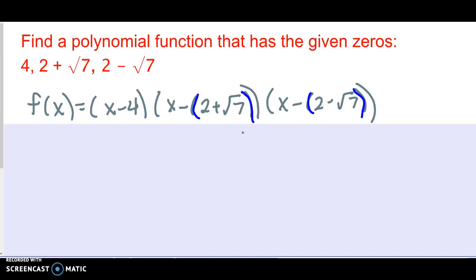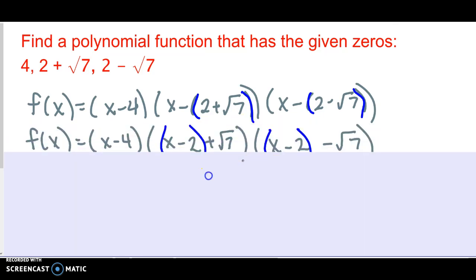Very similar to the last problem, I do want to write these three zeros as factors first. So I did x minus 4, x minus the quantity of 2 plus square root of 7, and x minus the quantity of 2 minus root 7. Now, here's where this gets a little bit hard. I mean, essentially, we're just multiplying this all the way out, but it seems like a disaster. It's just a lot of work. So we're going to try to make our lives a little bit easier.